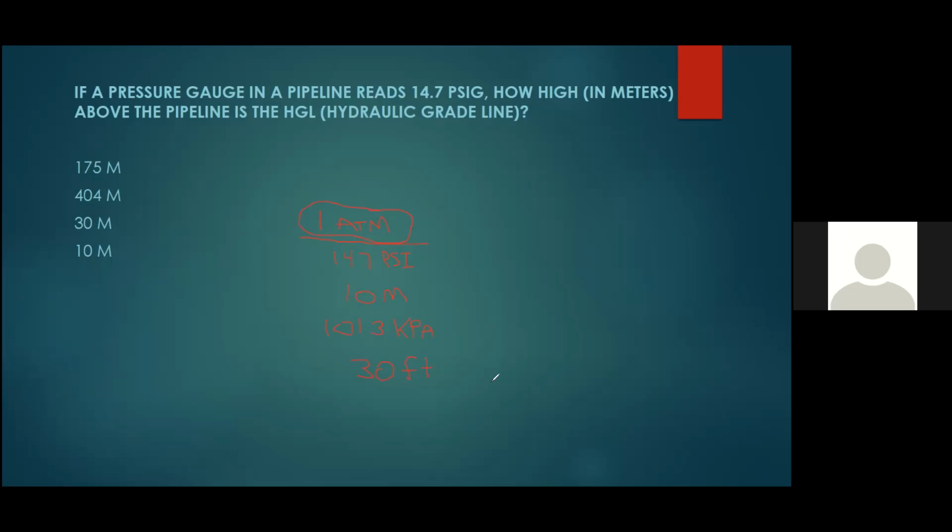So in this case, 14.7 PSI, and we talked about gauge, that's just what it means at the gauge. That means that it's 10 meters. So that's our answer, 10 meters, right here.